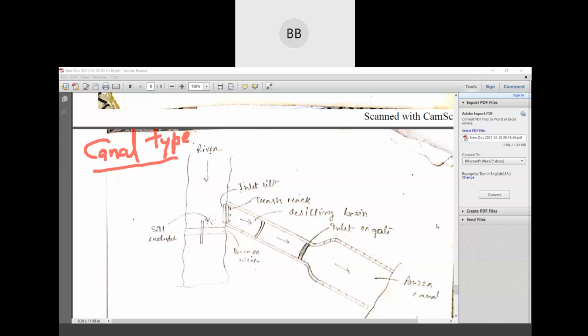Always remember this canal type. We install this type of intake only on a river where it contains lots of silt, or you can say sediment. In those rivers, if we install a hydropower plant there, we use canal type intake structure there.